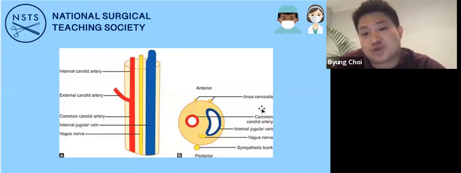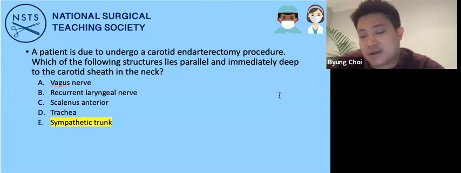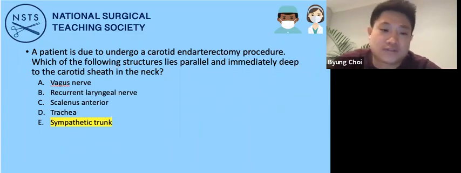And if you learn that rule of ansa cervicalis being anterior and sympathetic being posterior to the carotid sheath, you would find that the buzzword of where, if they ask what is immediately deep or posterior or anterior, you would know it's either the ansa cervicalis or sympathetic trunk.